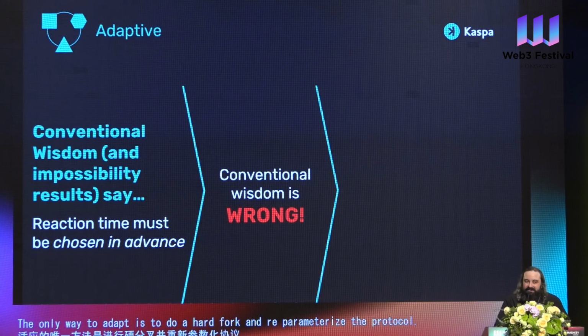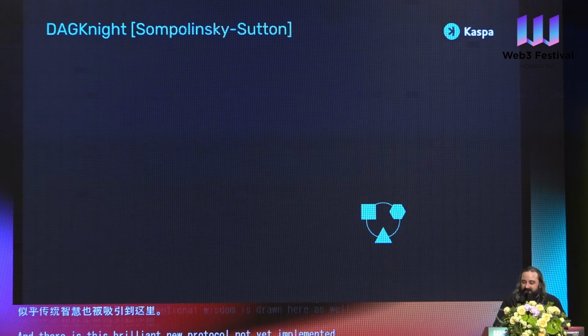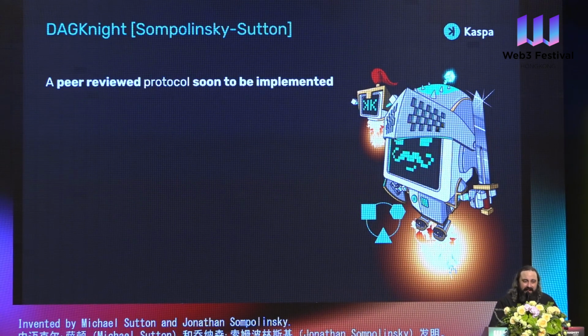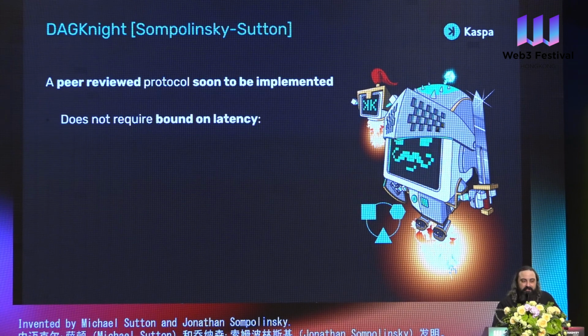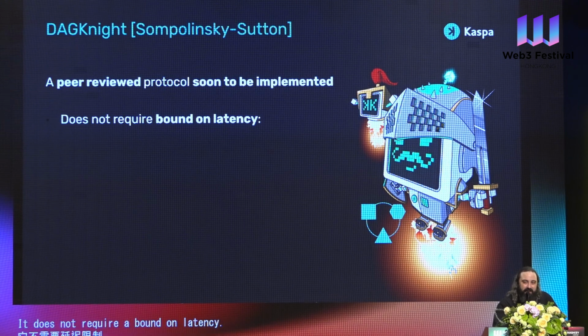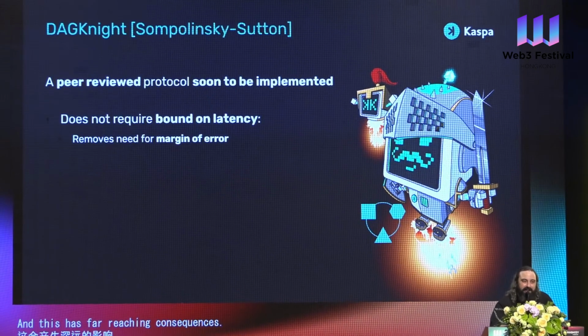And it seems that the conventional wisdom is wrong here as well. There is this brilliant new protocol, not yet implemented, called DAGNITE, invented by Michael Sutton and Jonathan Sompolinsky. And DAGNITE has this incredible property that it is adaptive. It does not require a bound on latency, and this has far-reaching consequences. First is that you don't need a margin of error. You can always operate as fast as the network allows.